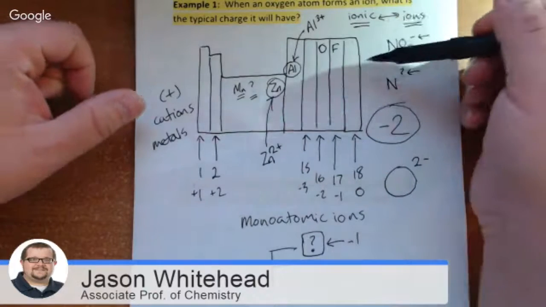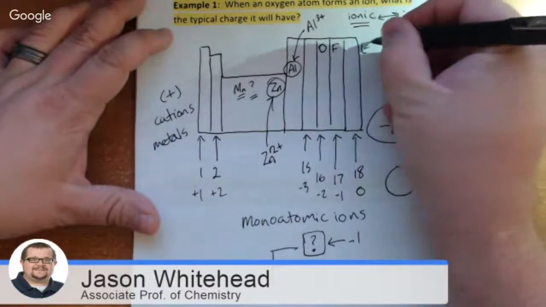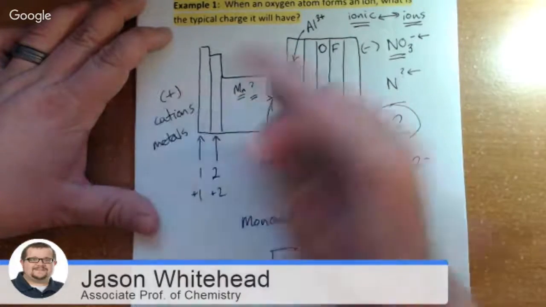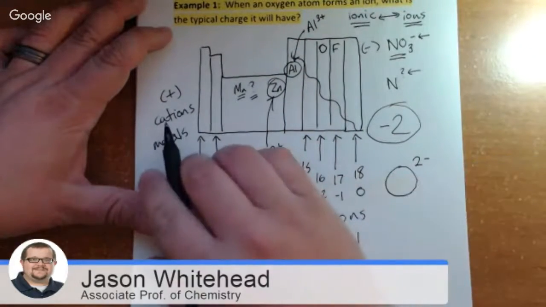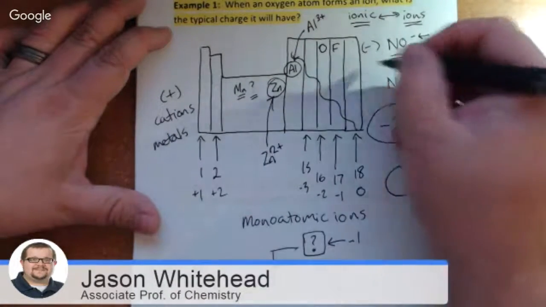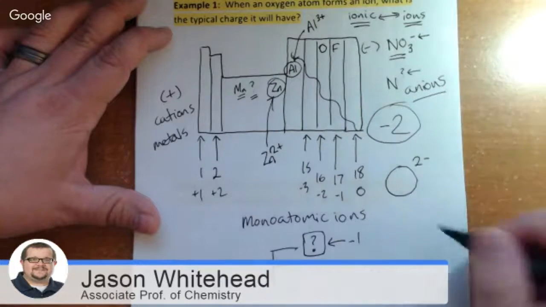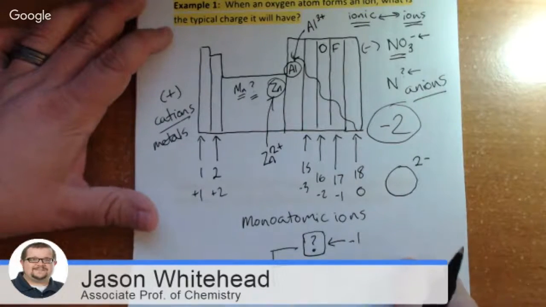If we jump over to the other side, we've got a negative charge. So I tend to see negative charges on the right, positive charges on the left with respect to the stair step. If cations are positive, then anions are my negative ions. So just keep that in the back of your mind for later. Cat's positive, an's negative.